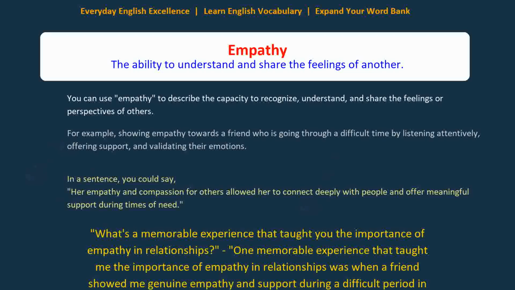What's a memorable experience that taught you the importance of empathy in relationships? One memorable experience that taught me the importance of empathy in relationships was when a friend showed me genuine empathy and support during a difficult period in my life, listening attentively, offering understanding and validation, and standing by me with unwavering compassion and care, which deepened our bond and taught me the transformative power of empathy in fostering connection, trust, and emotional intimacy in relationships.